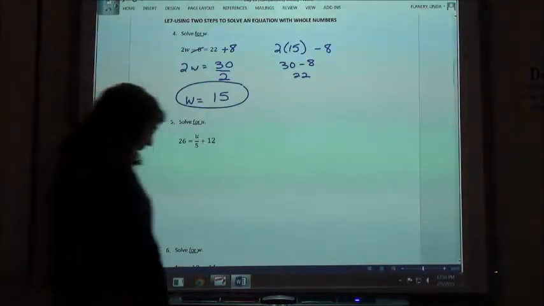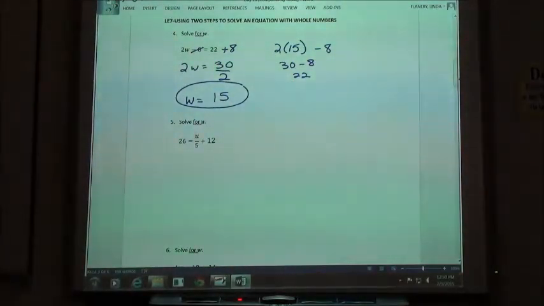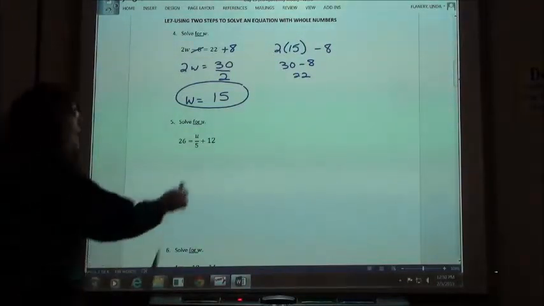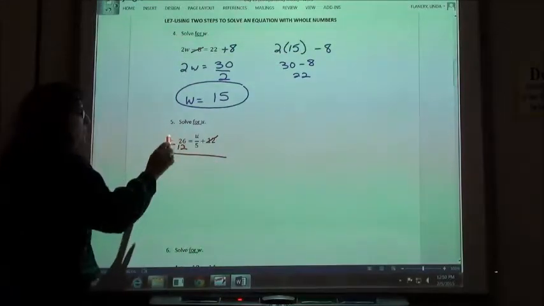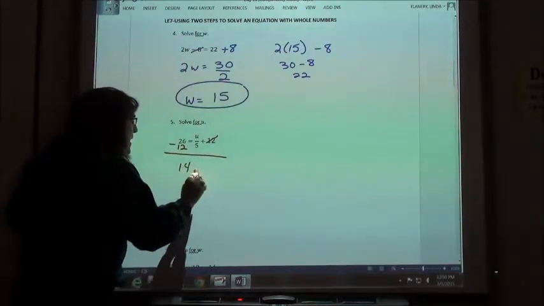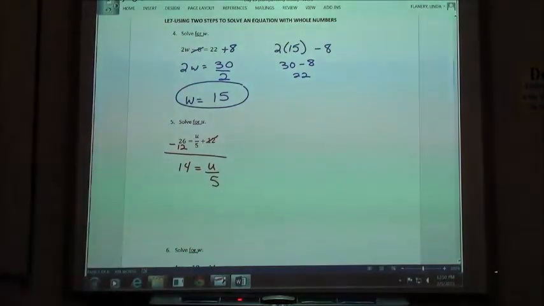So number 5, I want to solve that for u. If I'm going to solve that for u, what should I do first? I would say you're going to take the 26 minus the 12. Exactly. I'm going to move that number over, minus the 12. 26 minus 12 looks like it's 14. So 14 is equal to u over 5. That means u divided by 5. What do I do to get the u by itself then?